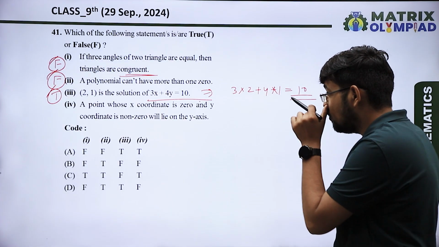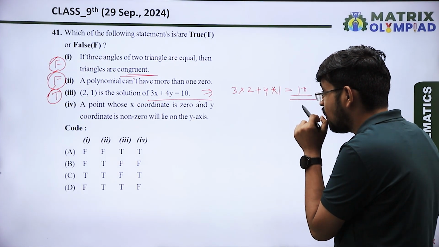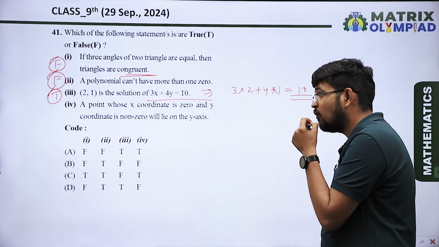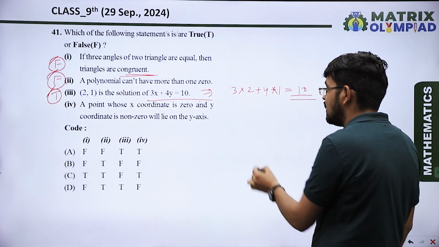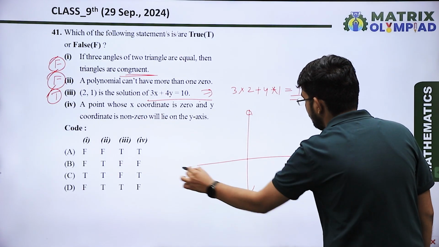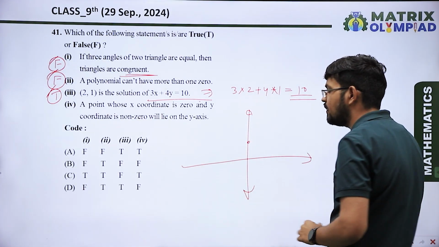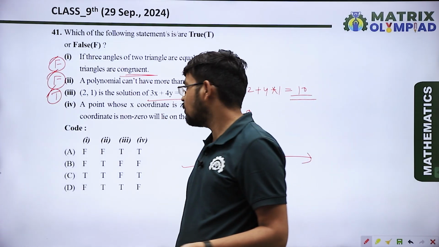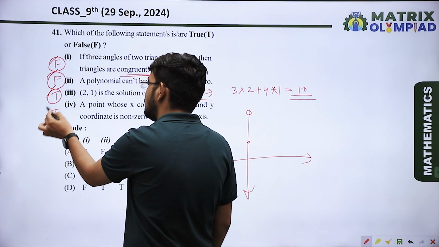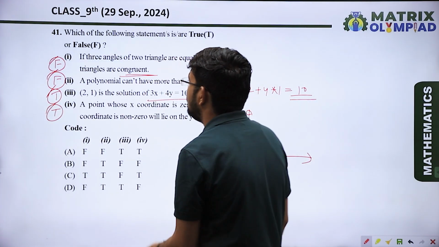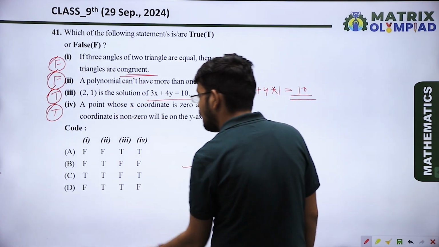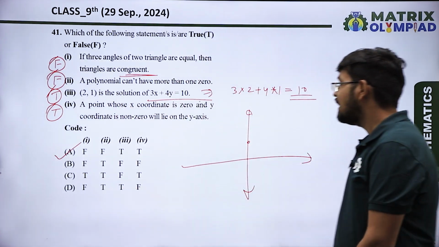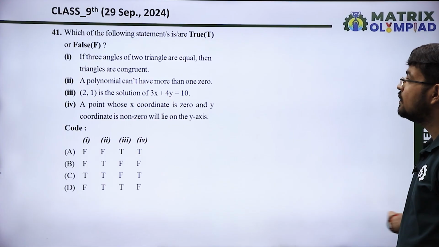Fourth, a point whose x coordinate is 0 and y coordinate is non-zero will lie on the y-axis. Yes, definitely, if any point has x coordinate 0, it will lie on the y-axis. So the fourth is also correct. So our correct answer is FFTT. FFTT, option A is the correct answer.